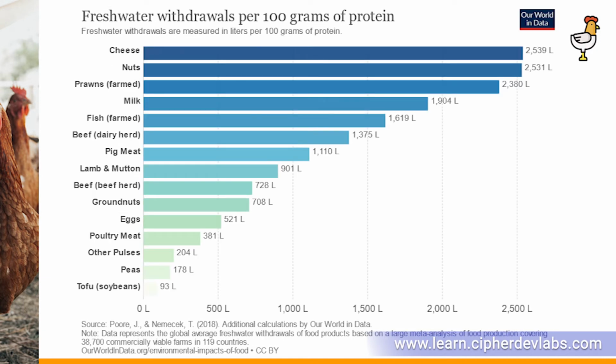Moving on, let's talk about the freshwater withdrawals per 100 grams of protein. The top three are cheese with 2539 liters, nuts with 2531 liters, and farmed prawns with 2380 liters. If you take milk, it's around 1904 liters, and if you take beef, it's 1375 liters of freshwater withdrawals per 100 grams of protein.